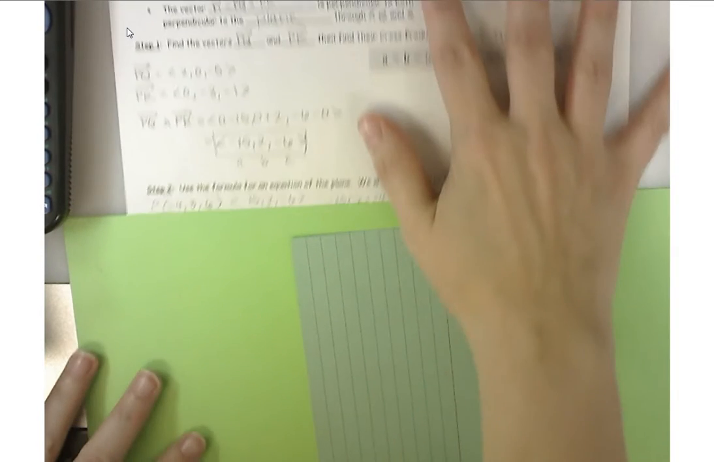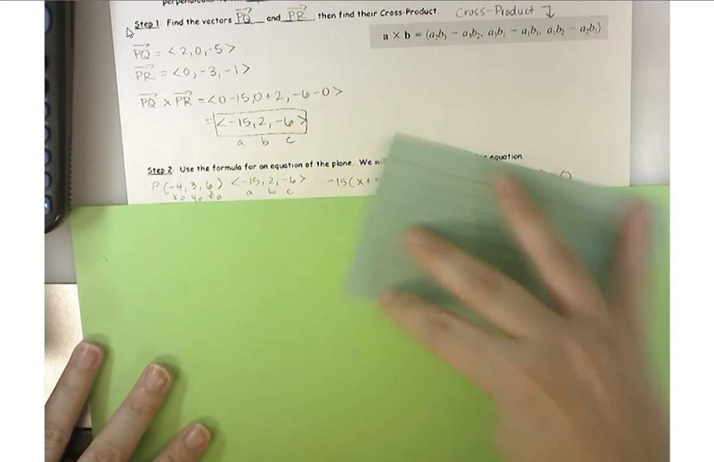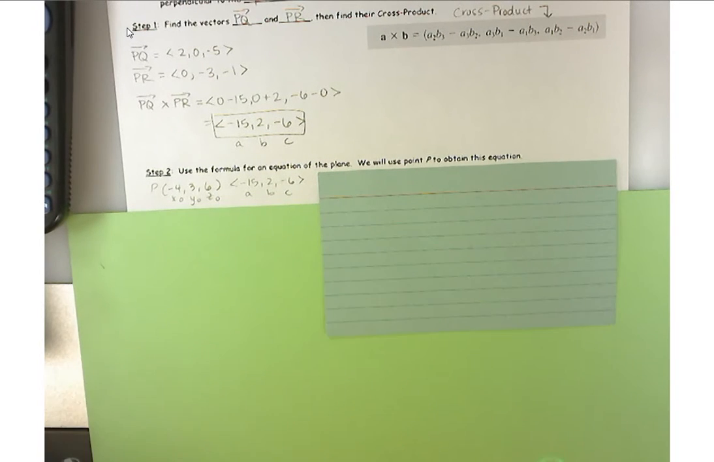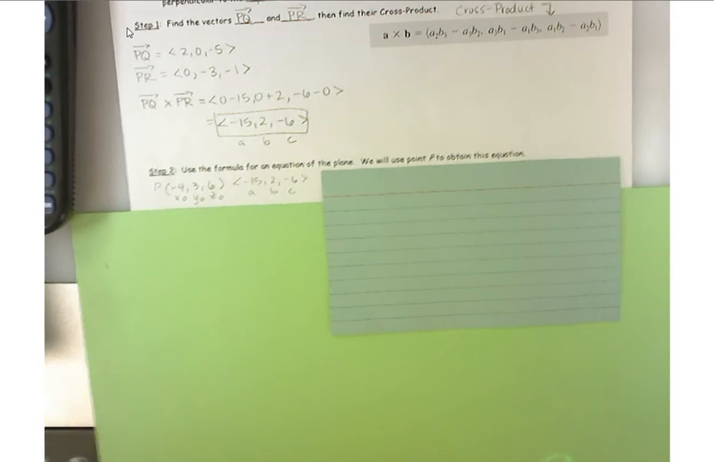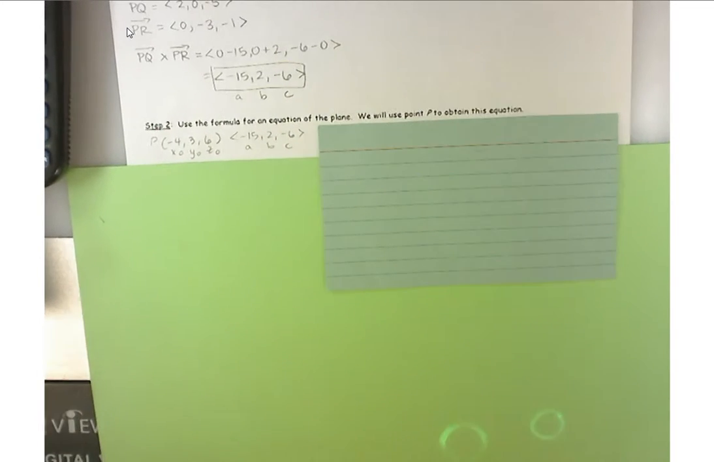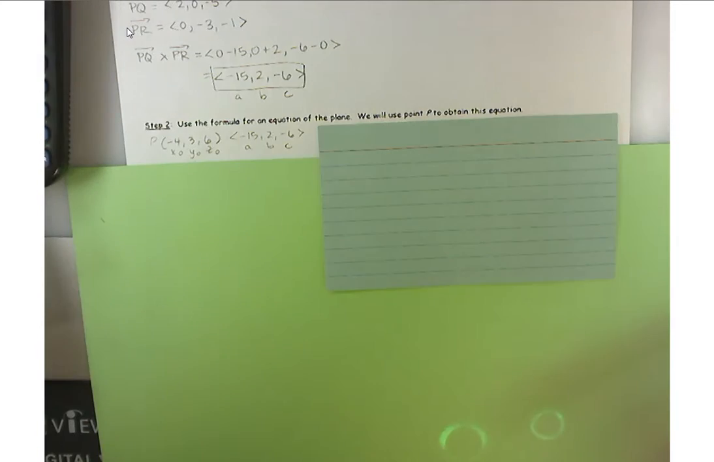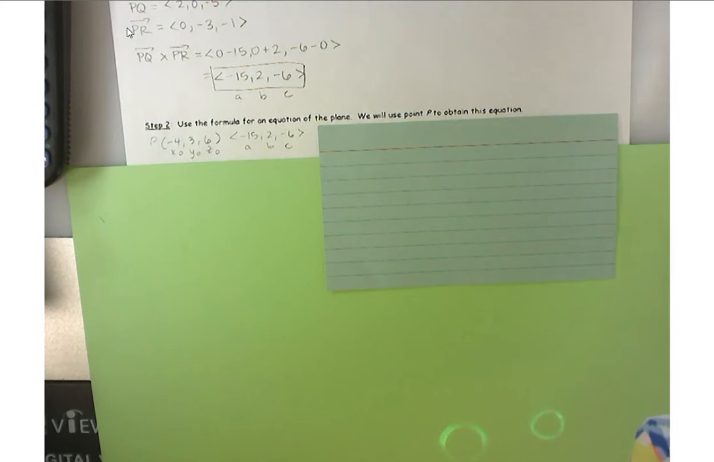Now your vector, that's going to be your A, your B, and your C. And then for step 2, I said to use point P to obtain that equation. So go ahead and plug those in, and then are we going to simplify? Yes. Remember we wrote that up earlier that we're going to simplify the equation? And we talked about how we were going to use what to help simplify? The distributive property. Okay, so go ahead and do that.